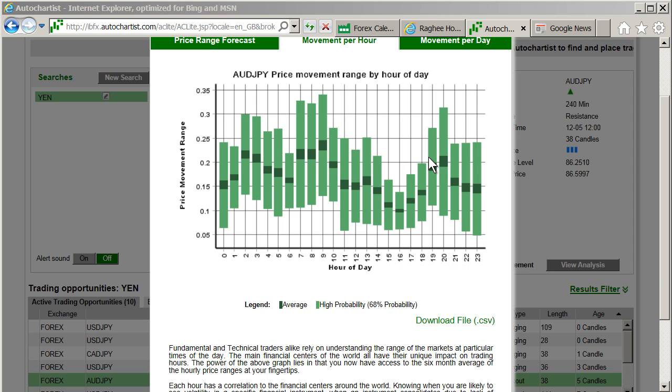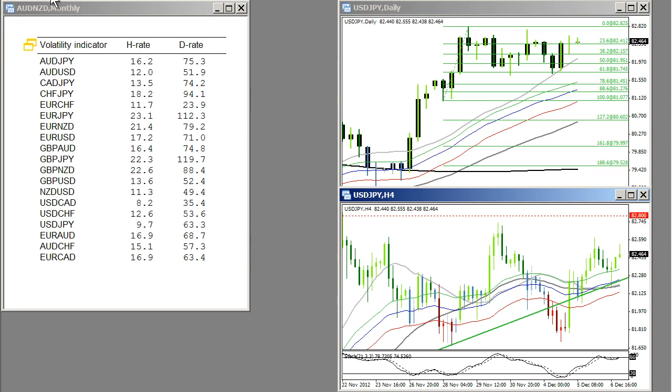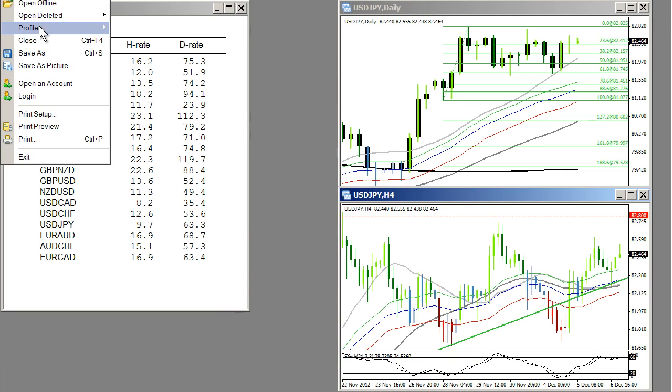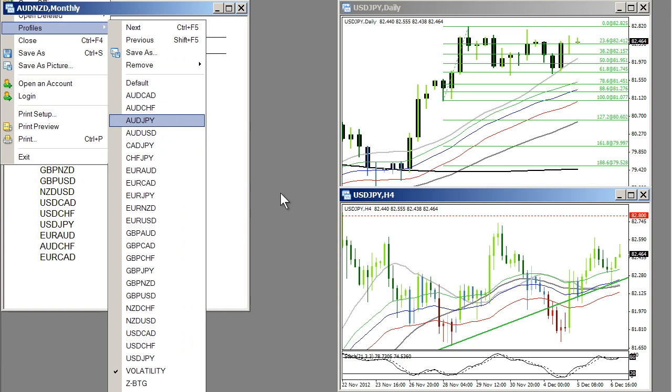But you'll notice with the Aussie yen, it doesn't really have that much of a drop-off between the average between 8 and noon than it does the average between 8 and midnight. So interestingly enough, the Aussie yen, even though the highs of the probability aren't as high during the Asian session, the averages are pretty near on pace with what we would see during the U.S. Let's go ahead and go to the Aussie yen profile.